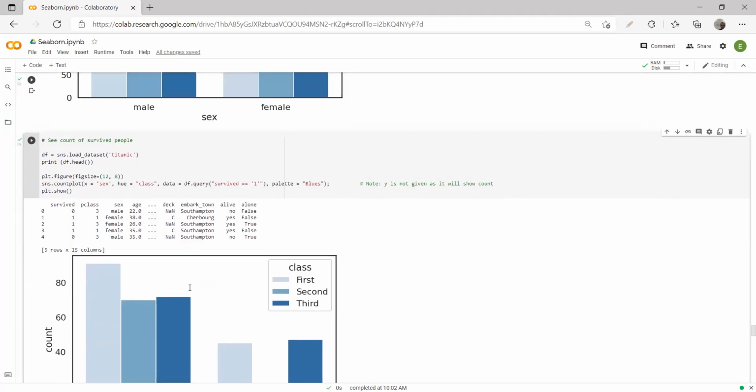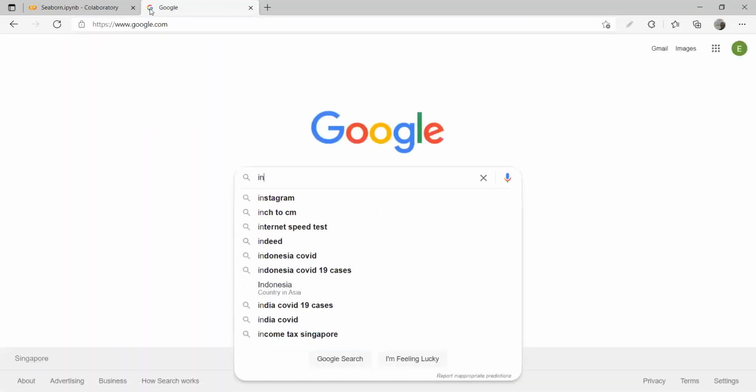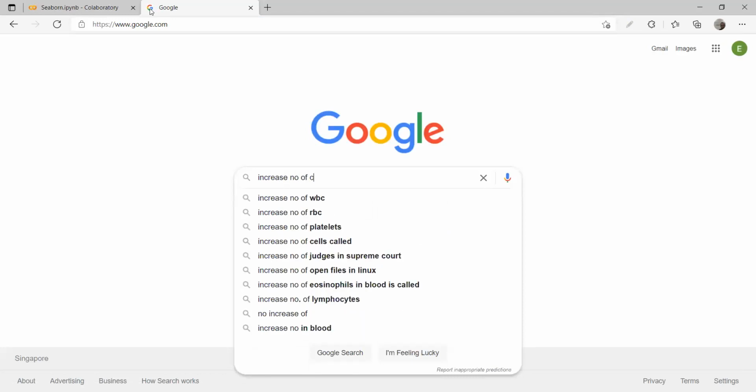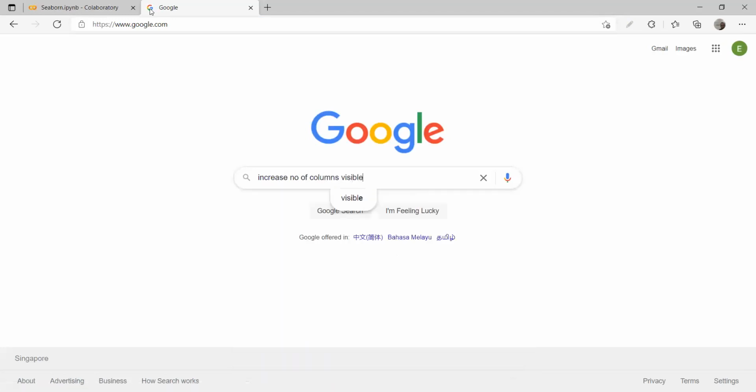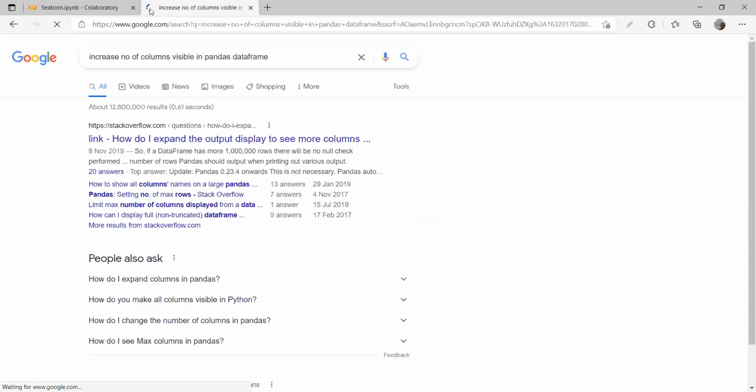Harish asks: hue is equal to class you have mentioned, but there is no column called class, right? How is it considering it as first class, second class, third class? Oh, there is a class column. P class is there, but not class. It should be there. It's not visible over here. Let me google how to increase the number of columns visible in a pandas data frame. There is some parameter.